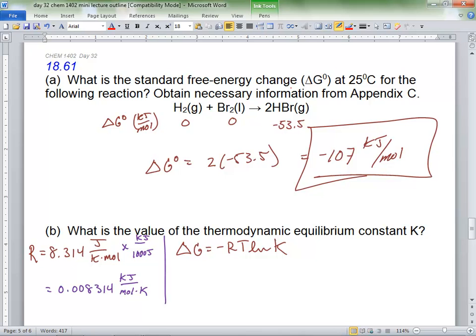A thousand joules in a kilojoule, right? Mari, see, this is how I did it. I got my R into kilojoules. So if you write it out, then you can't screw up.